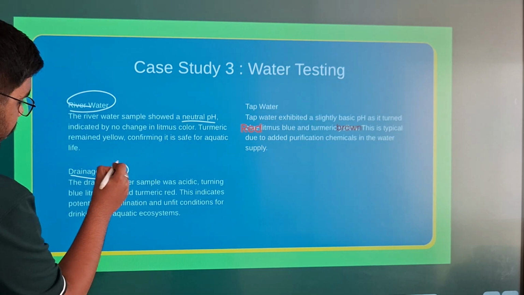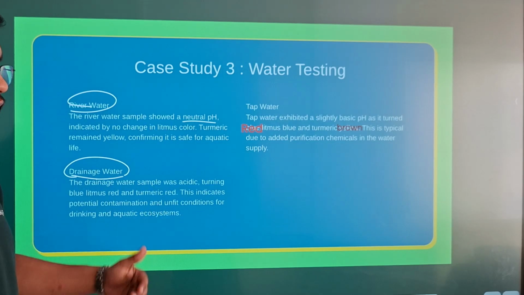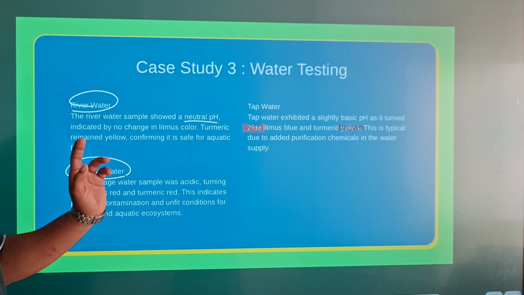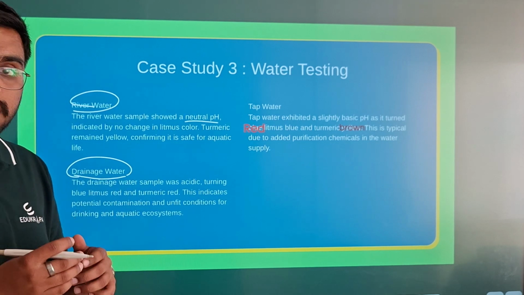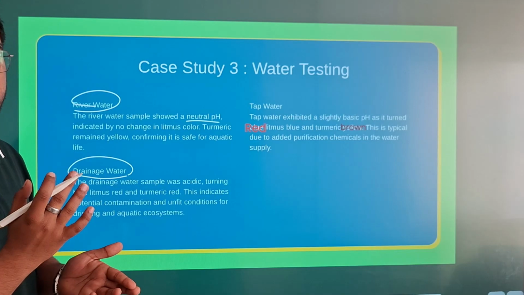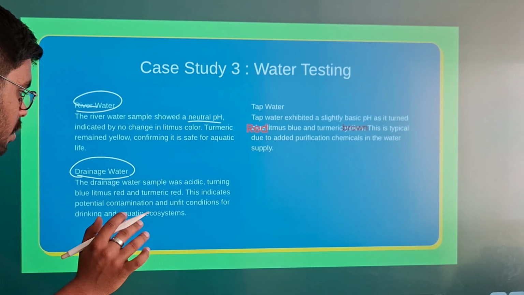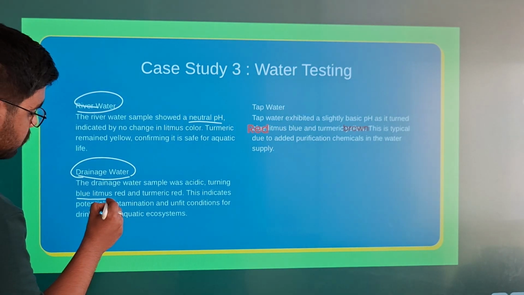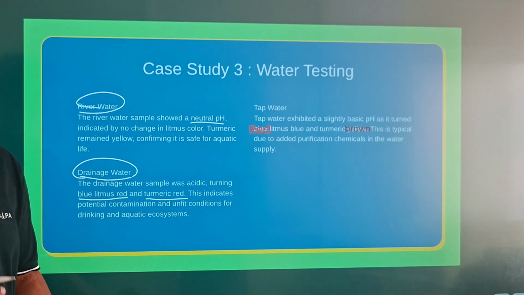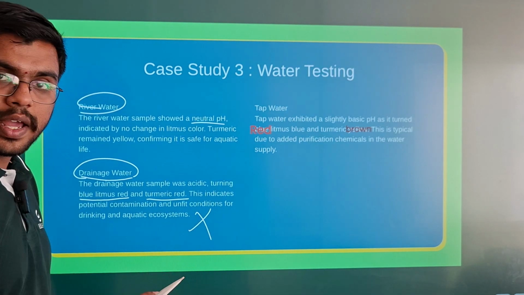Next, we are considering drainage water. We will test drainage water with whatever indicators we can get. If we test with litmus paper and it turns red, we can conclude that the drainage water is acidic. If it turns blue, we can conclude that the drainage water has been mixed with some chemicals and is basic in nature. Here, blue litmus paper is turning red, so it is acidic, and the turmeric also is turning red. This means there is a mix of chemicals in the drainage water, so it is not fit for drinking.